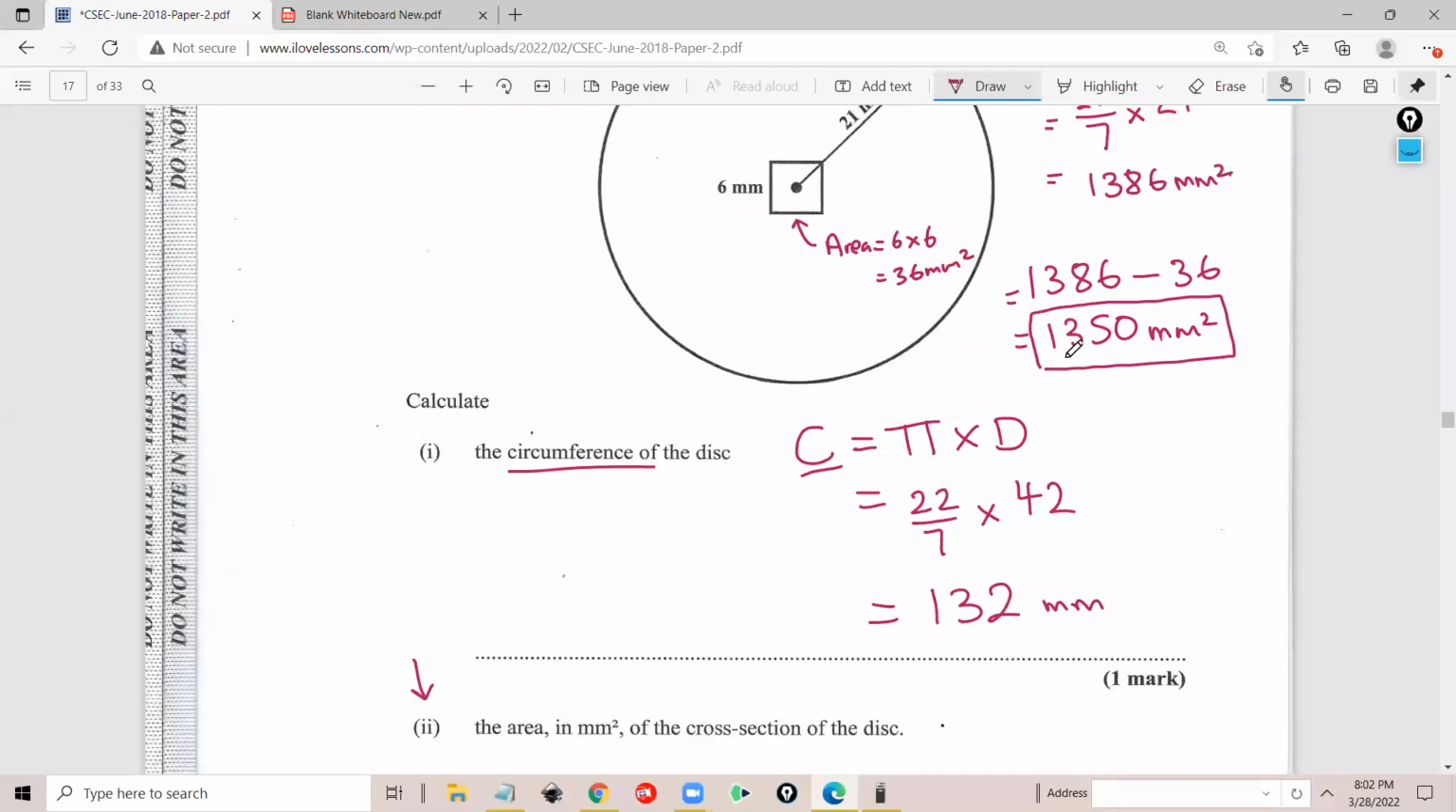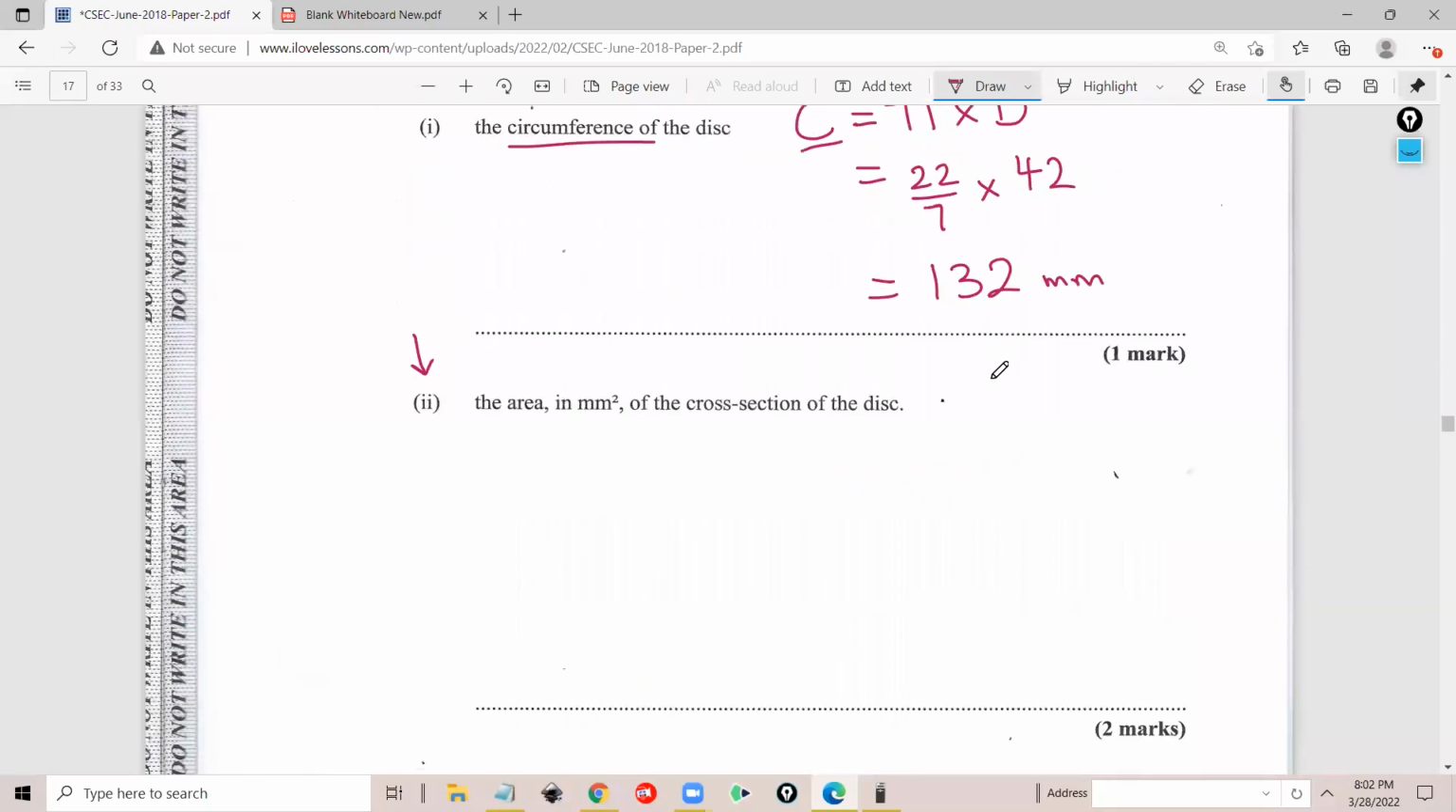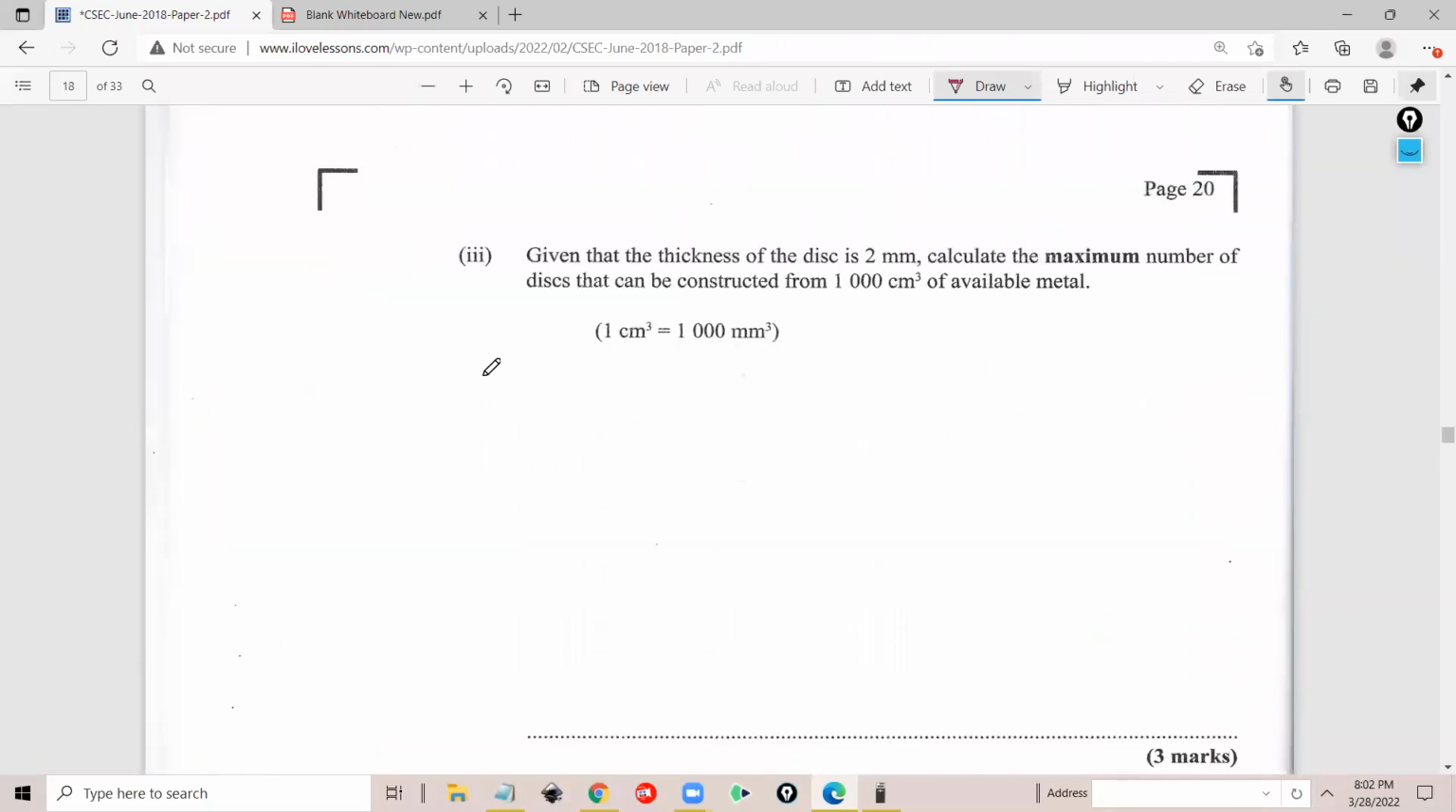So just remember, I know you have this written in your books already. The face area is 1350. So let's go down here. So let's get the volume of one disk. The volume of one of these here is the face area multiplied by its thickness.